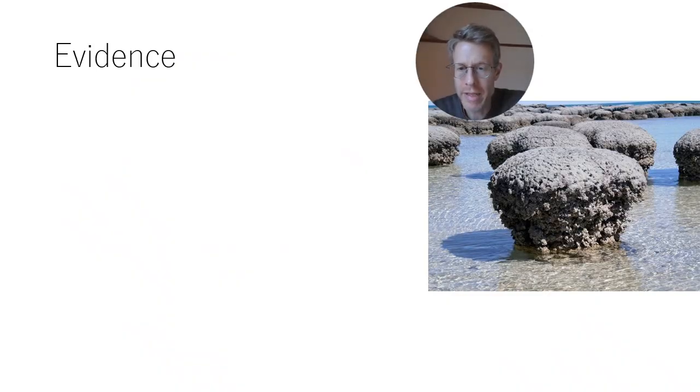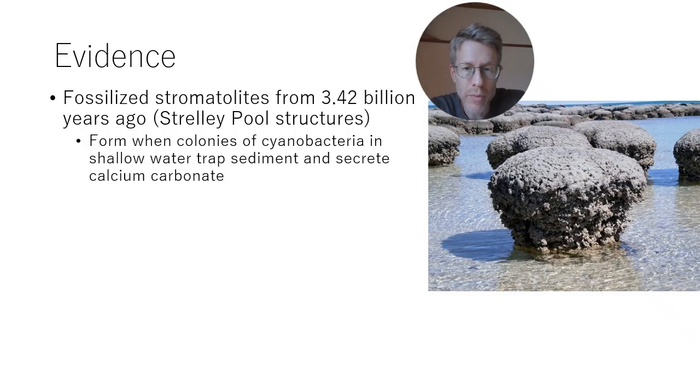But we have some evidence that LUCA evolved about 3.5 to 4 billion years ago. And how do we know that? Well, we have fossils. There are these things called stromatolites, and that's what that picture is underneath me. The ones that are described in the book are the Strelley Pool structures. And it's been shown that they're 3.42 billion years old.